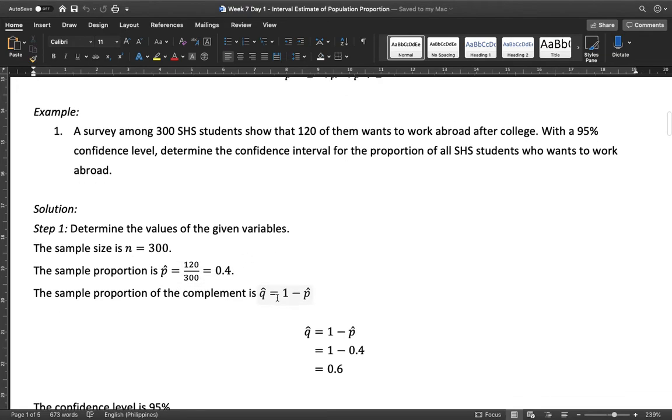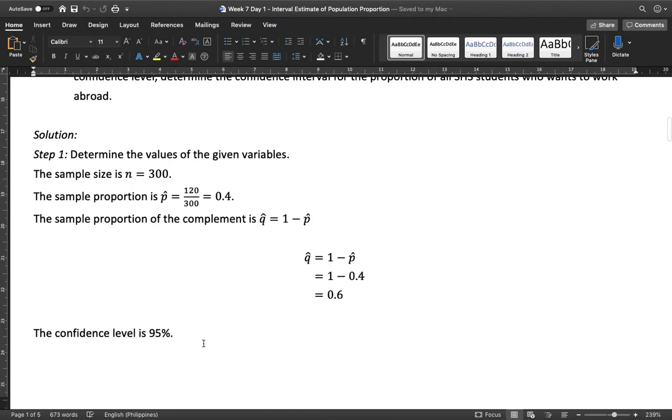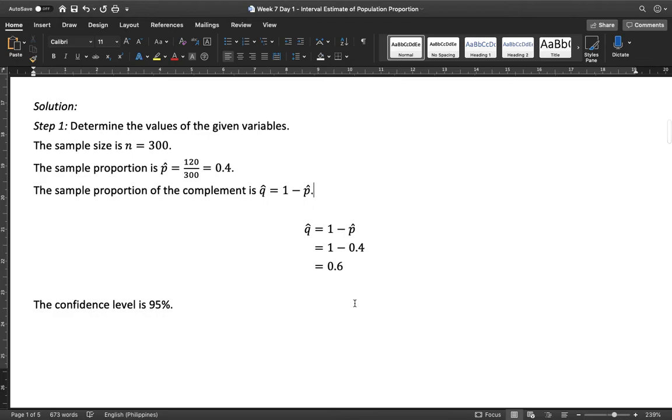That's equal to 0.4. Now, what's the sample proportion for complement? That's q hat equals 1 minus p hat. So we determine the complement by subtracting p hat from 1, basta 1 minus p hat lang, okay? Yun, basta yun. So 1 minus p hat, 1 minus 0.4, that's equal to 0.6. So that's our q hat.